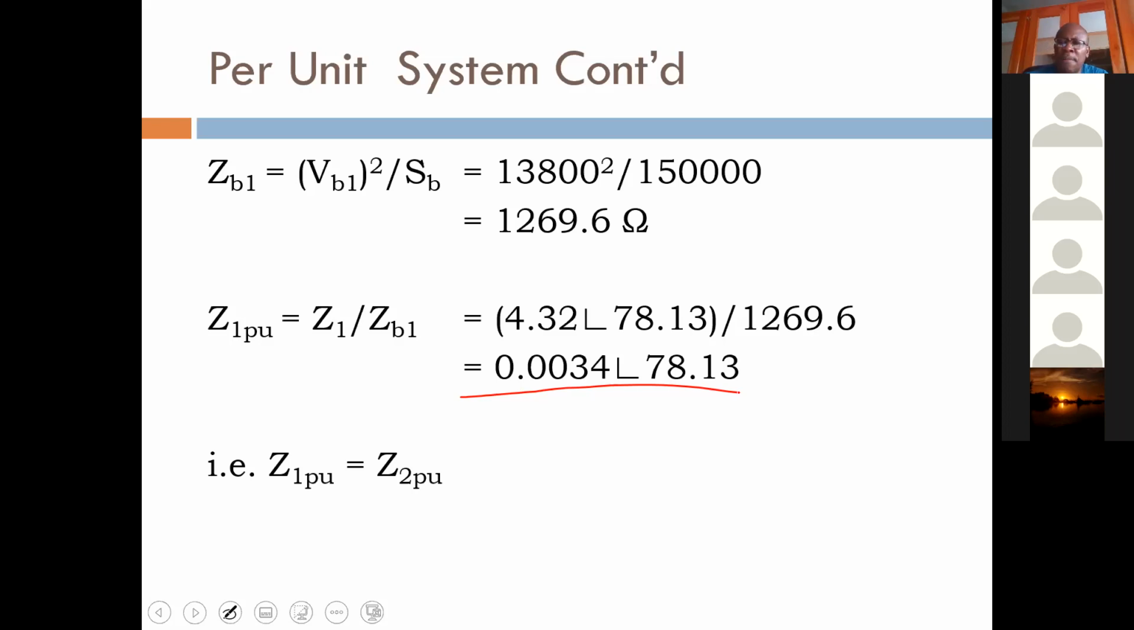So you're saying, sir, whether the transformer is delta on one side and star on the other side, the per unit is the same, just the same. Matters not. Okay, sir. Good.